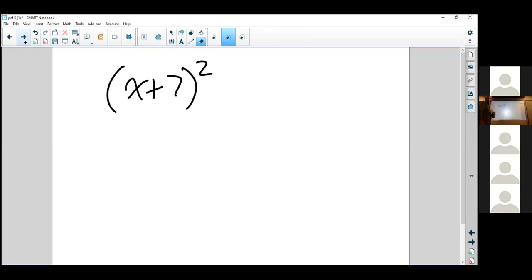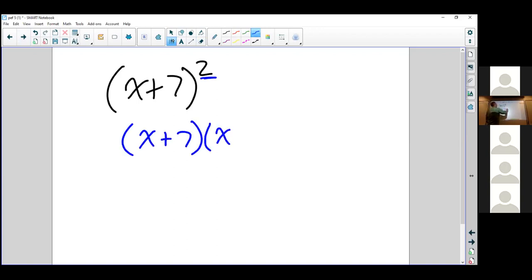Then we come to a problem that kind of looks like this. So we have a quantity. We have x plus 7 in parentheses, and it's raised to the second power. So we have to recognize, what does this mean? This means I have 2 of these. So you want to write it out as 2 binomials. Please do not distribute the 2 and think I'm just done. This means that I have x plus 7 times x plus 7.